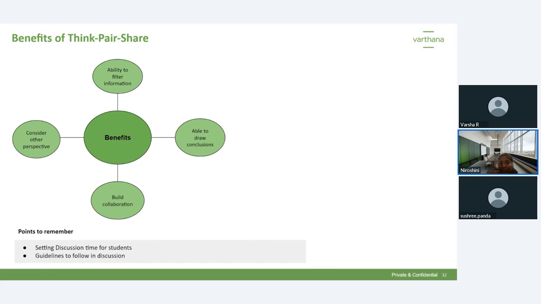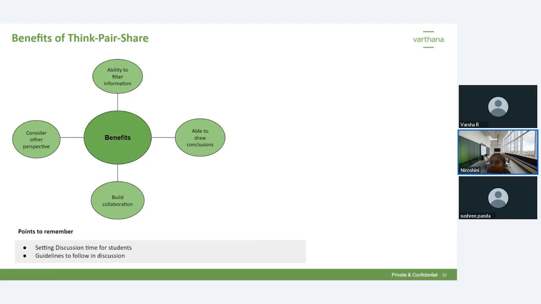The last part of think, pair, share is that we need to remember a couple of things. We need to set guidelines before we introduce models like this. We need to set discussion time, sharing time, and thinking time. Whenever we pose a question to the student, we need to tell them that this is your thinking time, and now you can turn to your partner and start discussing your ideas or sharing your thoughts. That would be discussing time.